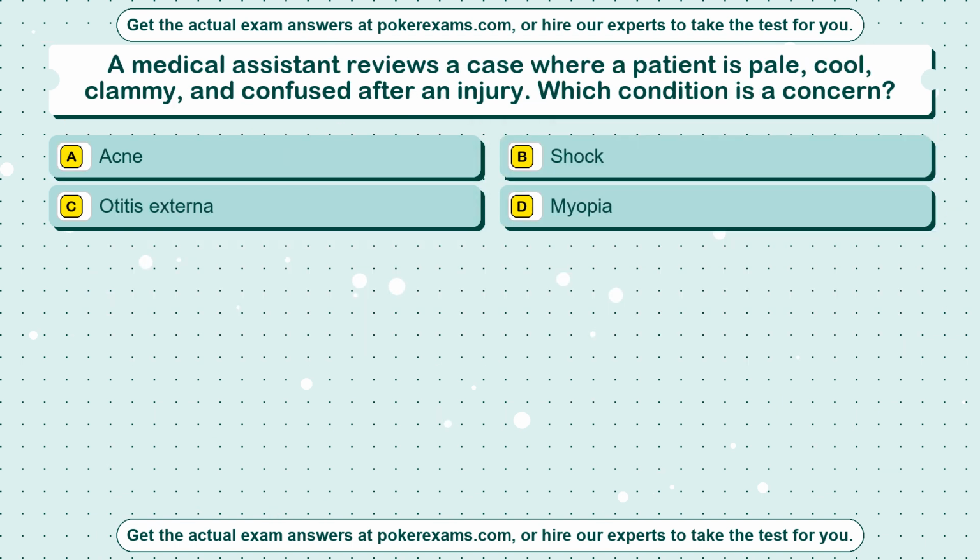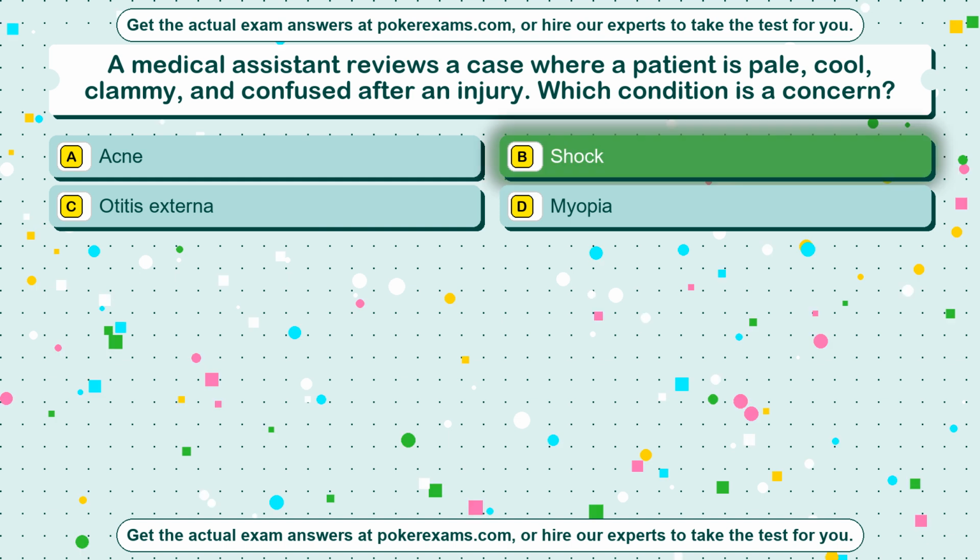Question 25. A medical assistant reviews a case where a patient is pale, cool, clammy, and confused after an injury. Which condition is a concern? Option A, acne. Option B, shock. Option C, otitis externa. Option D, myopia. The correct answer is option B, shock.